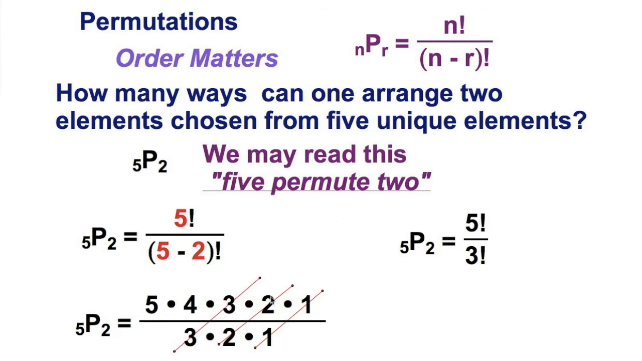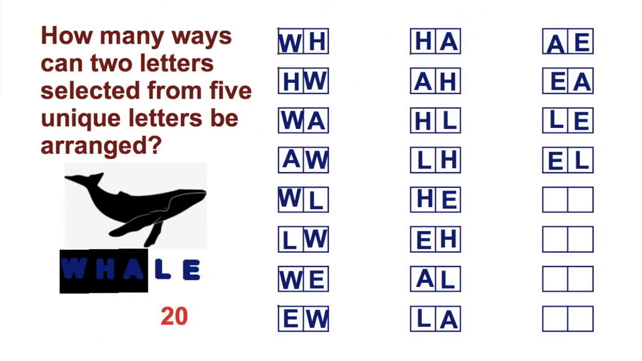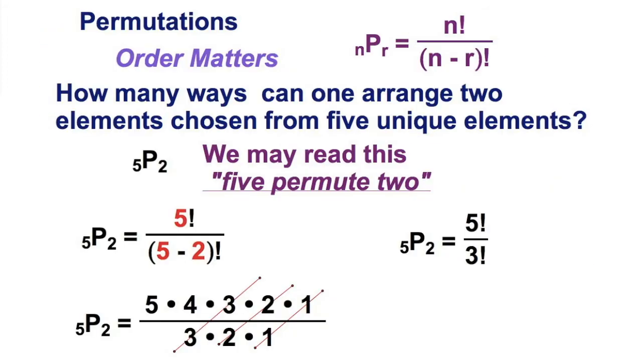How many did we get? Hey, wait a minute. How many did we get over there? 20? Well, check this out. It looks like we have 20. 5 times 4. There's exactly 20 ways to arrange 2 elements out of 5 unique elements. And there they are. Whew.